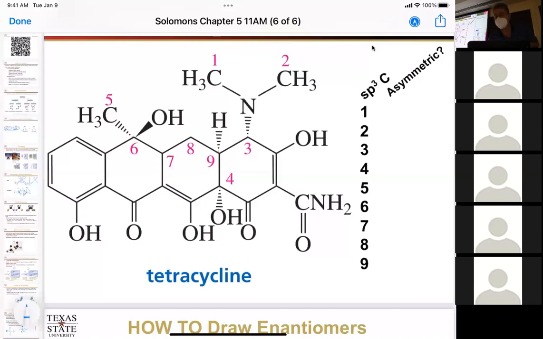So let's draw the first one, no. Not chiral. What about carbon number 2? No, for the same reason. It has 3 of the same group on it. No. And let's look at number 3. Ooh, that's a little harder.